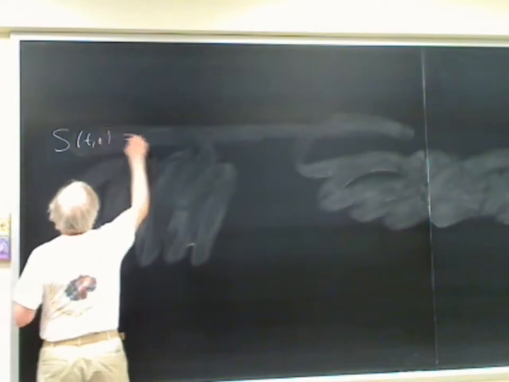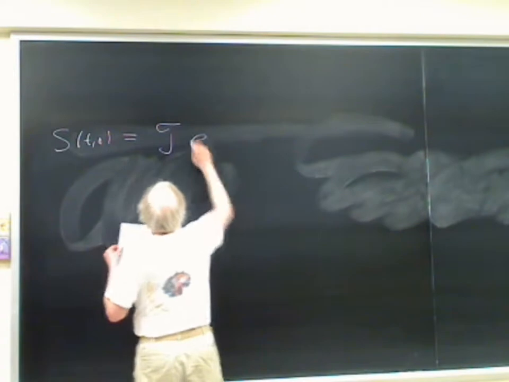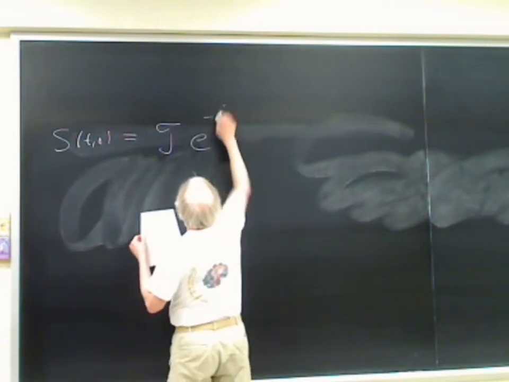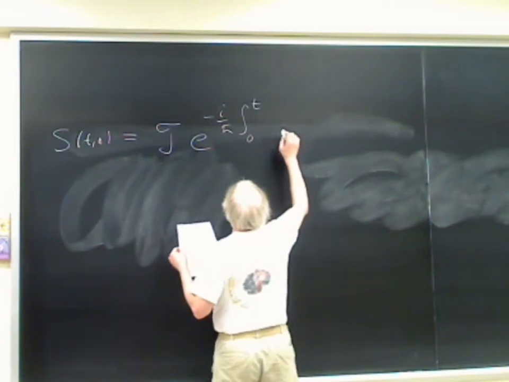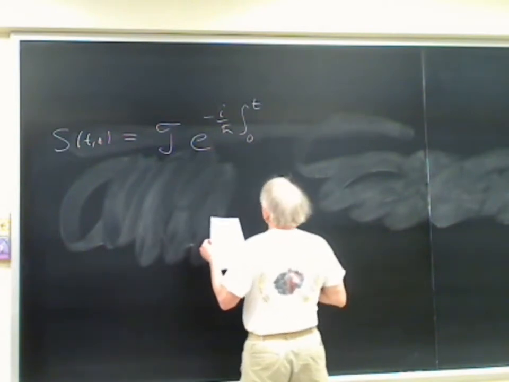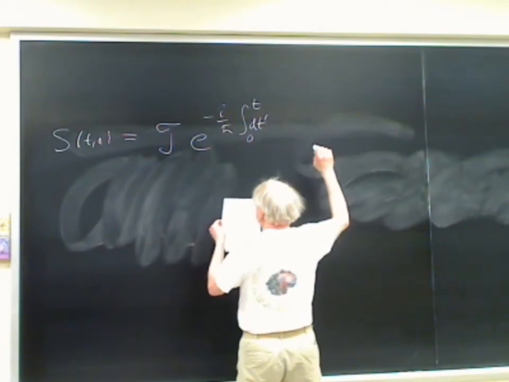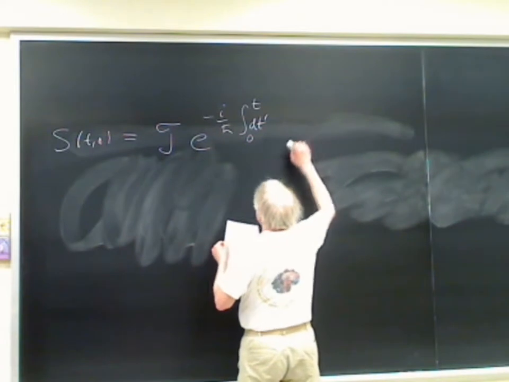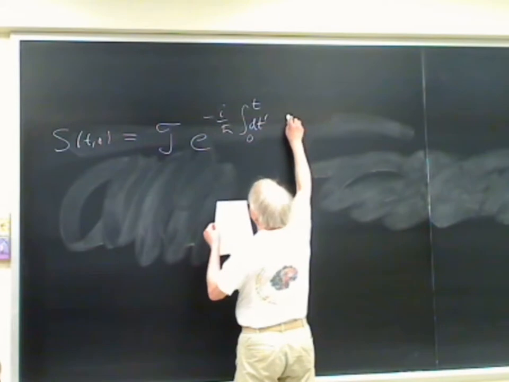Anyway, as you know, this S of t, 0, this S operator, is a time-ordered product of e to the minus i over h bar integral 0 to t of the interaction Hamiltonian, which is something like dt prime, the interaction Hamiltonian, which is in r units.